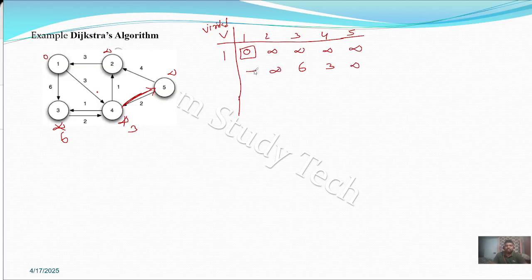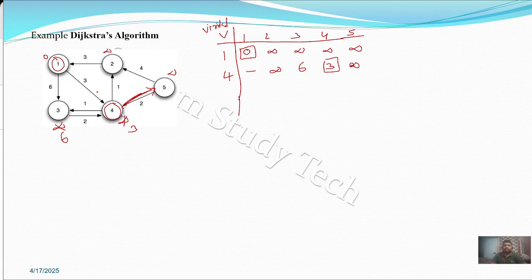So already A is the visited vertex. Now what is the minimum cost vertex here? This is the minimum cost. So that's why 4 is the visited vertex now. First 1 is the visited vertex, this is the source vertex. Now 4 is the visited vertex. Now you can see this is the second step.